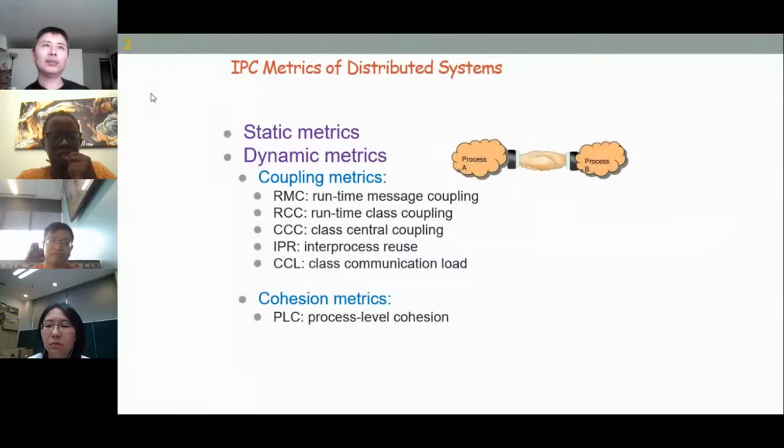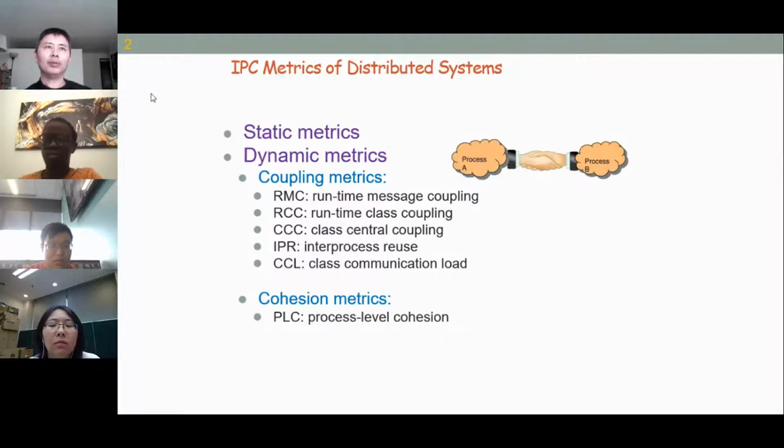In software management, there are two types of metrics, static and dynamic. Static metrics are easier to compute but are not suitable for measuring the dynamic behaviors of software. Dynamic metrics are more precise than static metrics. In this work, I focus on measuring IPC through dynamic metrics for distributed systems.